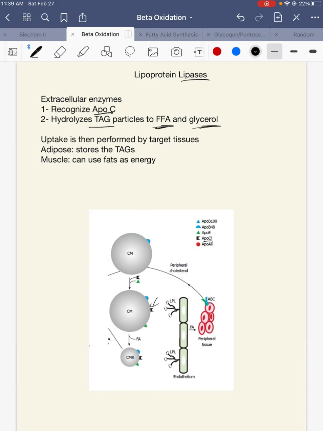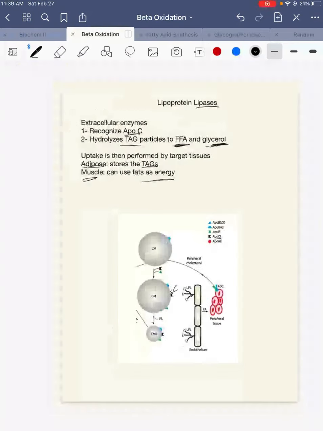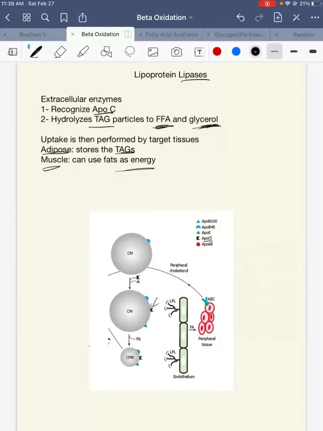And then some cells can actually take these free fatty acids and glycerol inside their intracellular matrix. Okay, so for example, adipose tissue can take them and store them as TAGs, and muscles can take them and use them for energy. Adipose tissue can take them, store them as fat, and then they can also be sent to the liver, repackaged, and then the liver regulates the entire body because that's what the liver does. Okay, so they can be sent to different other tissues once they're sent in the blood in chylomicrons.